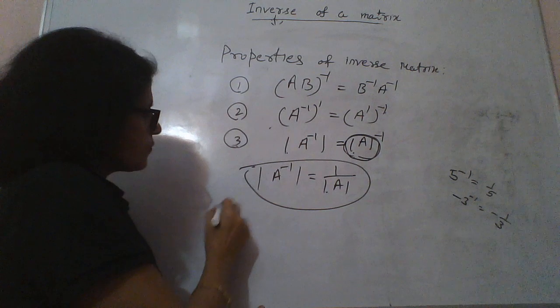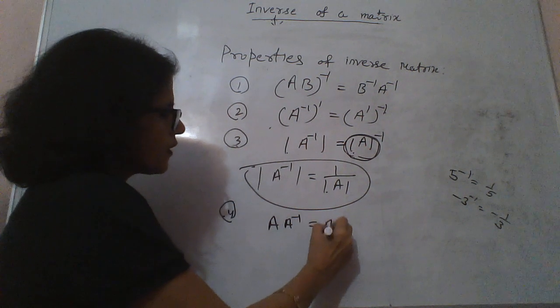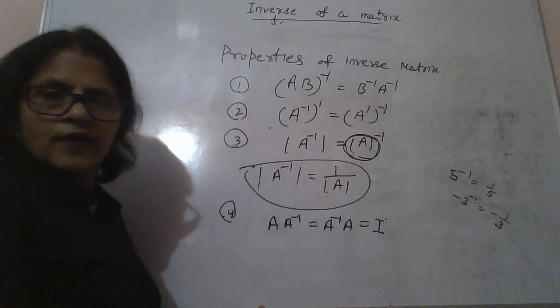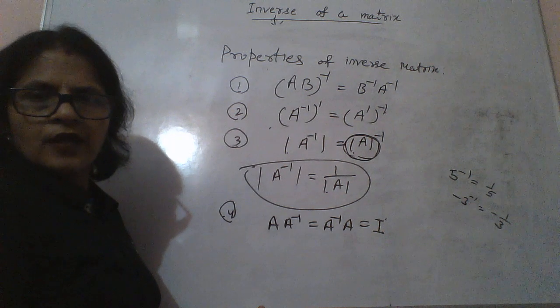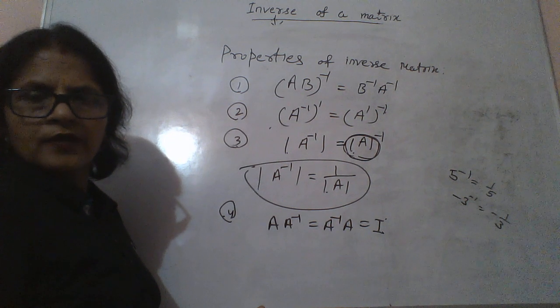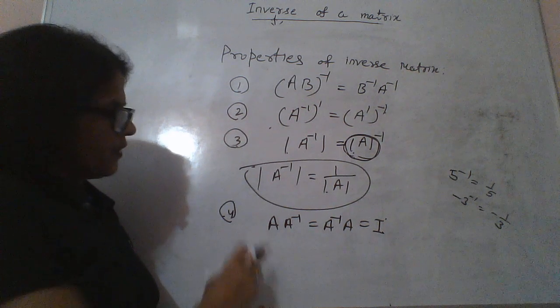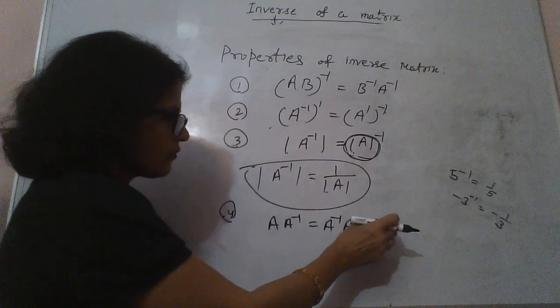And also the fourth property: A into A inverse equal to A inverse into A, that is equal to the identity matrix. In the very first definition we have written AB equal to BA equal to I, then only B is called the inverse of A. It means A into A inverse equal to A inverse into A equal to I.